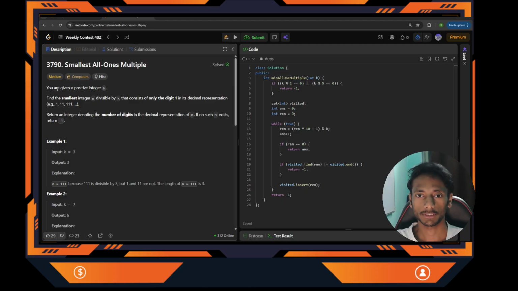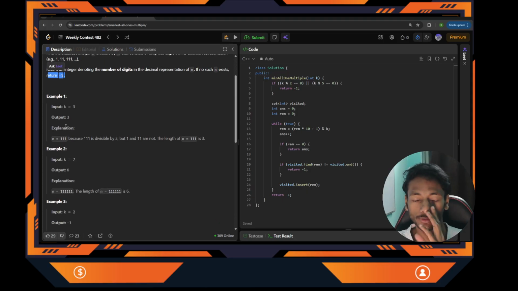You are given a positive integer k. Find the smallest integer n divisible by k that consists of only the digit 1 in its decimal representation, like 111. Return an integer denoting the number of digits in the decimal representation of n. If no such n exists, return -1.